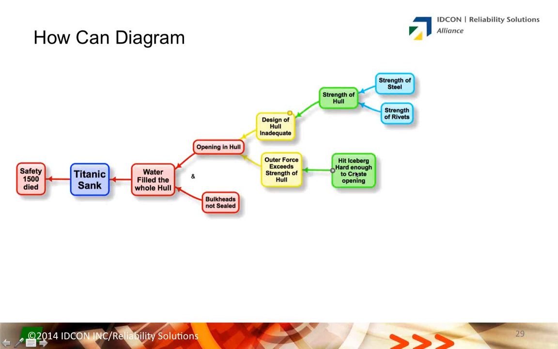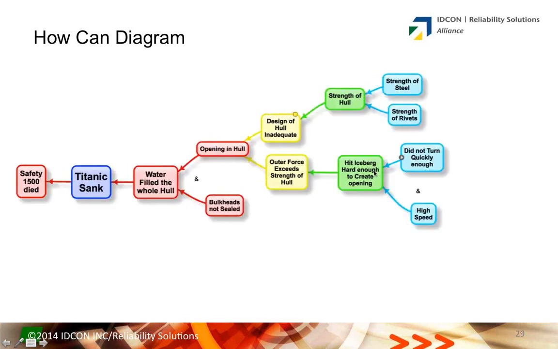So I take this a level deeper. How did I hit the iceberg hard enough? I didn't turn quickly out of the way, and I was traveling too fast. Those two things. If I'd have hit it slowly, it wouldn't have been a problem. Okay? If I'd hit it slowly, it wouldn't have been a problem. If I didn't hit it at all, it wouldn't have been a problem.